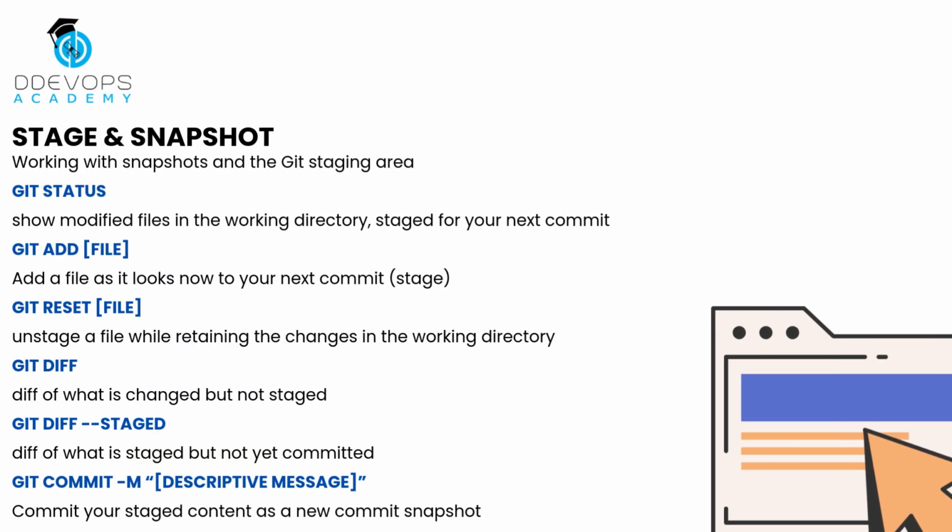Let's walk through Git's staging and snapshot process. Use git status to check which files have been modified. To stage changes, run git add. If you change your mind, git reset will unstage it without deleting your edits. Want to see what's changed? Use git diff for unstaged changes and git diff --staged for staged ones. Finally, commit your snapshot with git commit -m "your message". This saves your progress in the local repository.